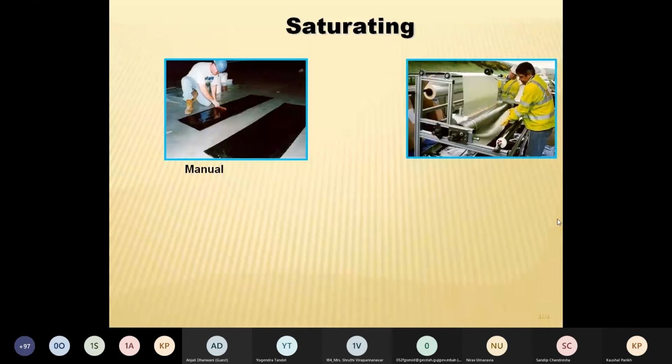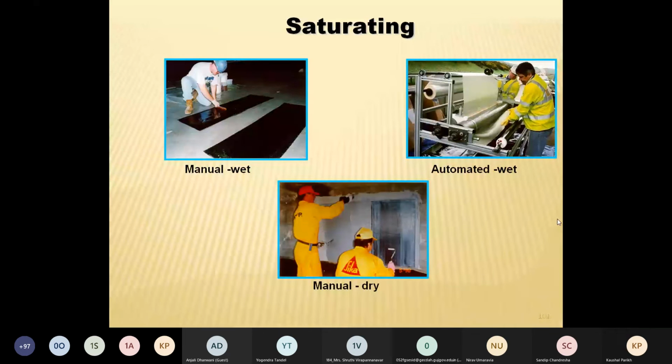Then there are types of application of FRP. One is manual wet, another is automated wet, and the third one is manual dry. So what is automated wet? The FRP and the saturant are combined in the factory itself, and that FRP we just put on the concrete surface. Manual wet means manual application of the hardener onto the FRP, which is then applied on the surface. Similarly for the manual dry.